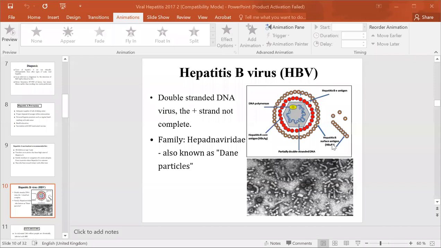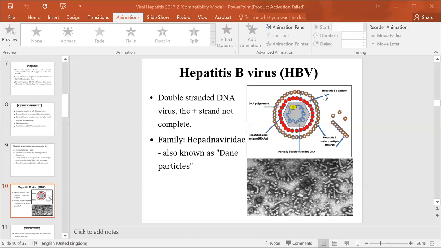Number two, you see these circles with a hole inside at the outer part of the virus. They form the second important antigenic structure of this virus, and it is called hepatitis B surface antigen. So that's the second antigen.